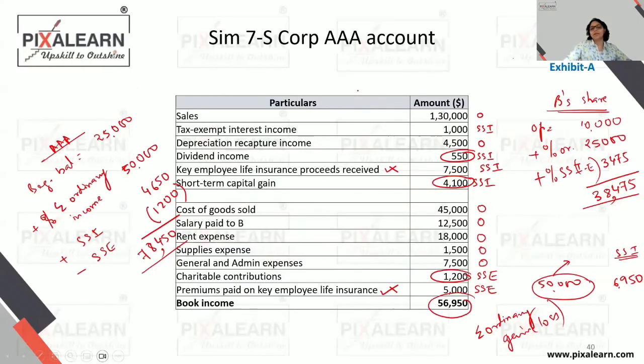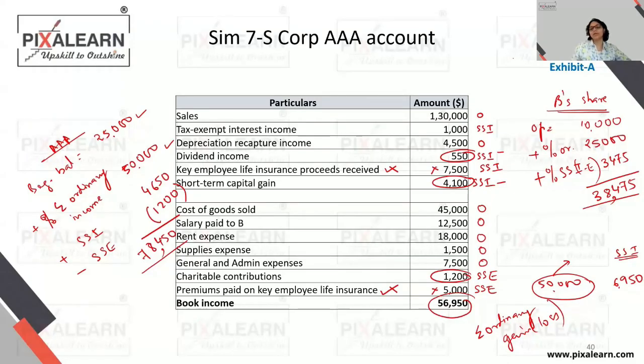Sunita, one second. When it comes to the AAA account, we have to think from the perspective of the corporation as a whole, right? So we start with the beginning balance. We add the share of ordinary income. Ideally, I should have added all of SSI and reduced all of SSE. But I know that for Keyman life insurance, I have a separate account, which is the other adjustment account, which will include everything for other adjustments. So I will remove this 7,500 and this 5,000, and I will add all the other items of SSI, which is 550 and 4,100.